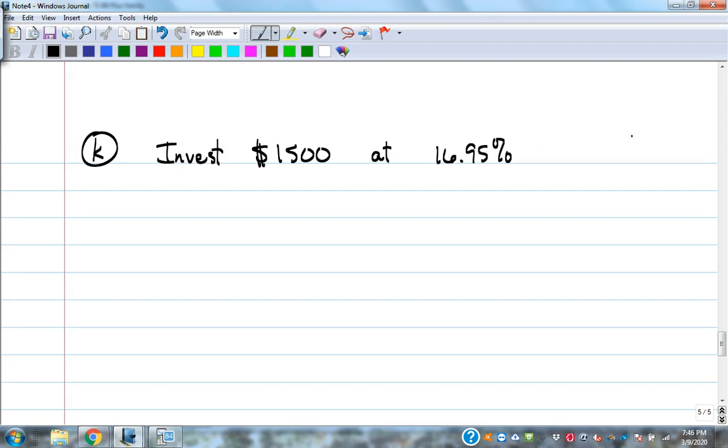16.95%. And let's say we're in college and I'm studying. I don't have time to make payments on this. I don't have the money. I'm trying to make it through. So I haven't made any payments on that at any point. I'm just putting $1,500, 16.95% interest, compounded daily, because that's how they do it, for 4 years.